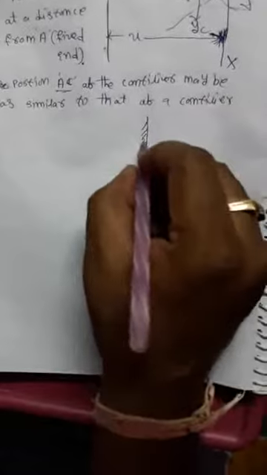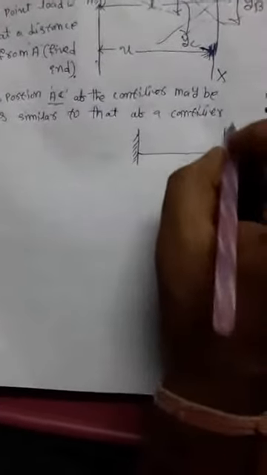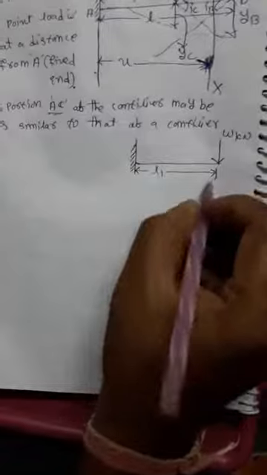The total beam from A to B is not a cantilever, but you can assume that a portion AC may be taken as a cantilever. Why? After this AC portion, the diagram looks like one end is fixed and the other end is free, so the point load is at the free end. This distance is L1, from A to C.